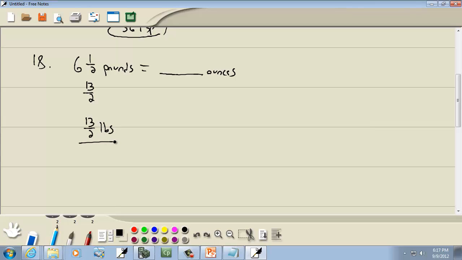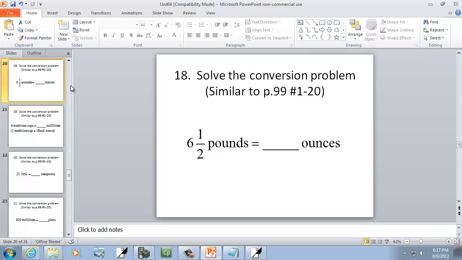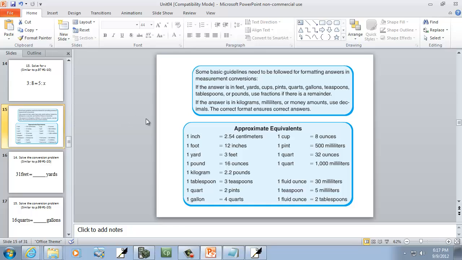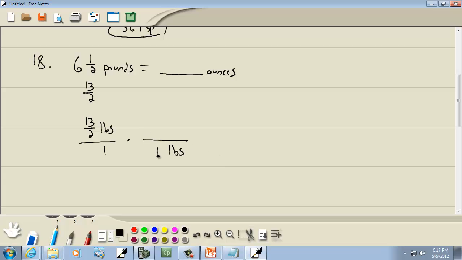I think that's LBS. Now, I don't know much about this yet, but if pounds is here, pounds has to be here, no matter what. Let's go see if we can find a tie between pounds and ounces. Okay, pounds to ounces. 1 pound is 16 ounces. Okay, so 1 pound is 16 ounces. Well, the pounds cancel here. And the 1 over 1 drops away, so we got 13 over 2 times 16 ounces.